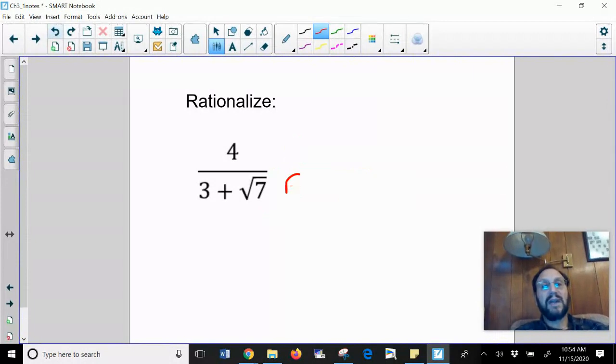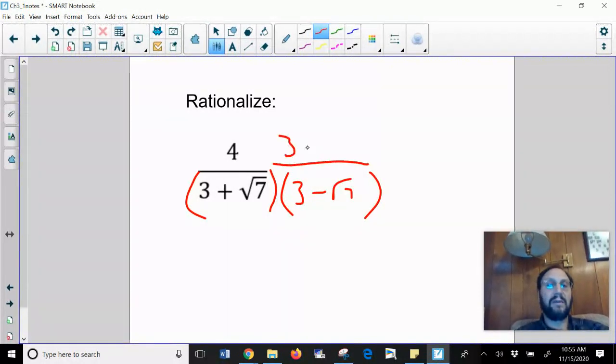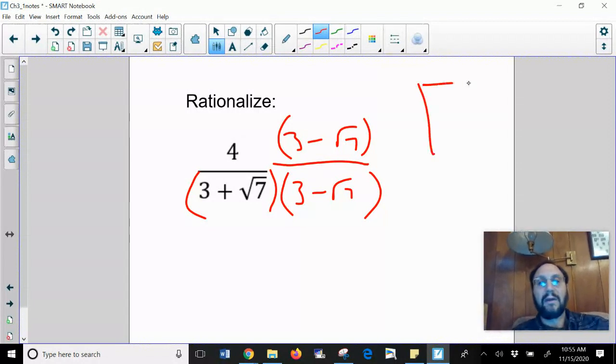So what you do in this case is you multiply by the only thing that's going to get rid of the radical in the denominator, and it's called the conjugate. The conjugate of 3 plus the square root of 7 is 3 minus the square root of 7. So I'm going to multiply by 3 minus the square root of 7 on the top and bottom, because if you multiply out 3 plus the square root of 7 and 3 minus the square root of 7, it's kind of like a difference of squares type problem.